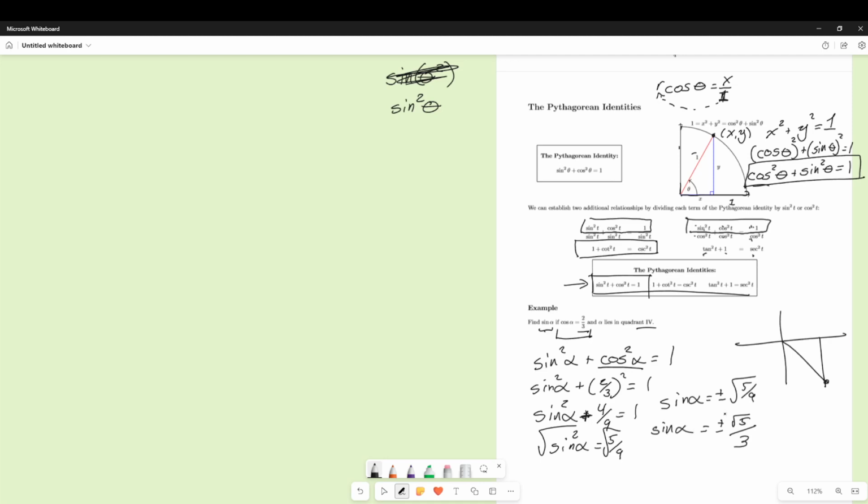Now, how do we know whether to use the plus or the minus? We certainly remember that they're there. If we square root both sides, we generate that plus or minus. That's why we're told we're in quadrant 4. In quadrant 4, sine is those y values. In quadrant 4, y values have to be negative. So it's this negative answer. So the sine of alpha, because it's in quadrant 4, has to be negative square root of 5 over 3.